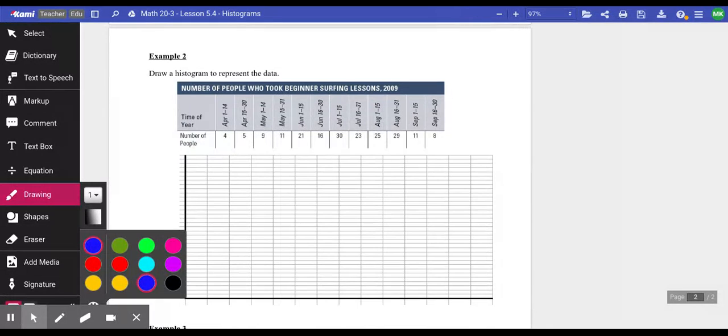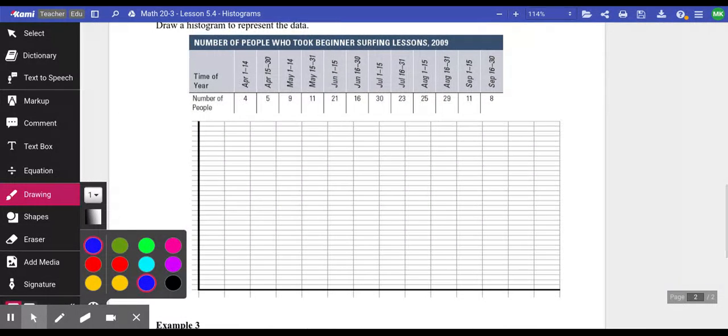All right, let's draw some histograms. So we got some information here. We got the number of people who took beginner surfing lessons in 2009. We got different times of year. So this first one, right, we're going to do April 1st to April 14th. Then we're going to go to April 30th. Then we're going to go to May 14th. Then to May 31st.